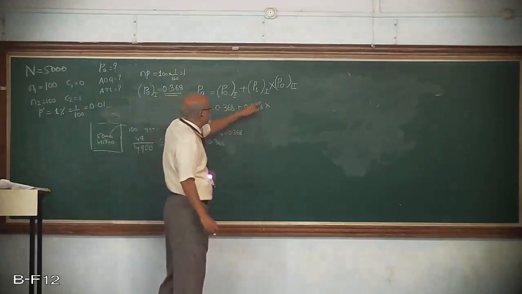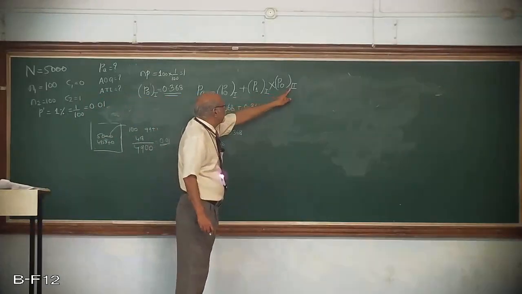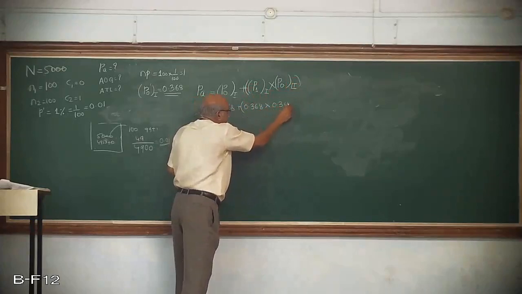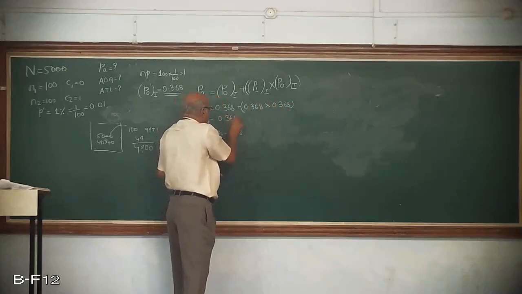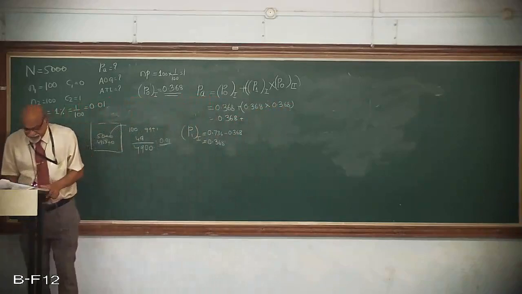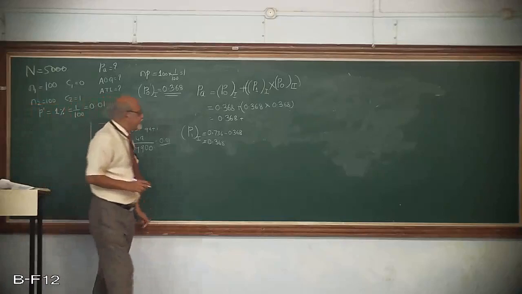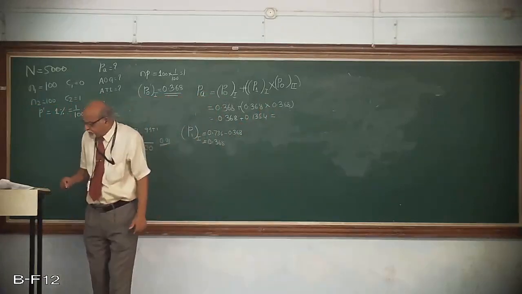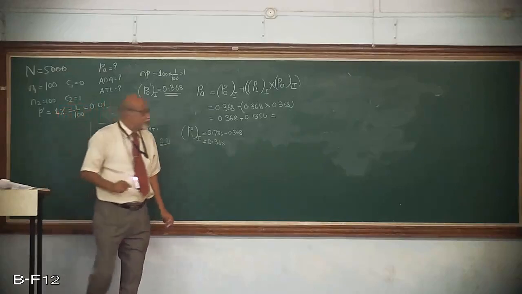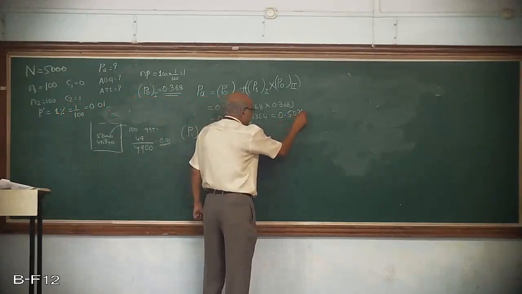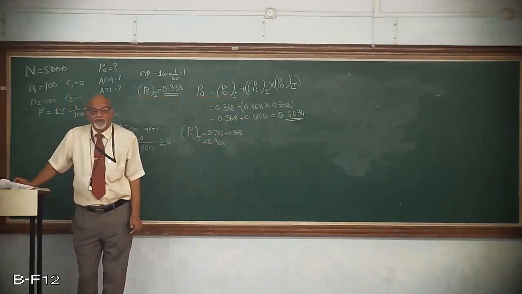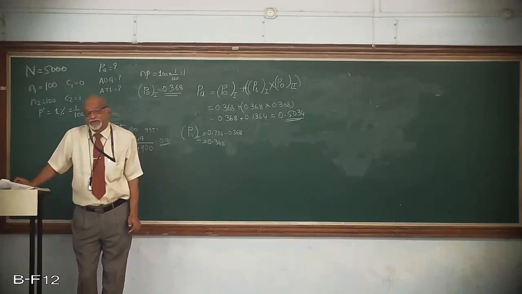So again, if I calculate the probability that the second sample contains zero defects, it is 0.368 times 0.368, so this is going to be 0.1354. So the total probability of acceptance works out to be 0.5034. So that means almost 50% of the lots will be accepted and 50% of the lots will be rejected.